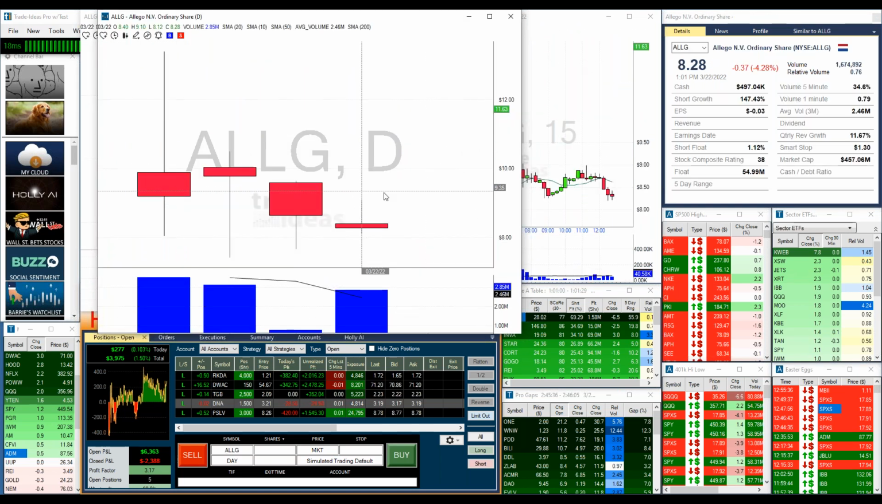ALG, we'll do a few more of them. This is a new issue. It's really hard to gauge the new issues. It's just not much data to go on there. So I don't really have an opinion on that one.